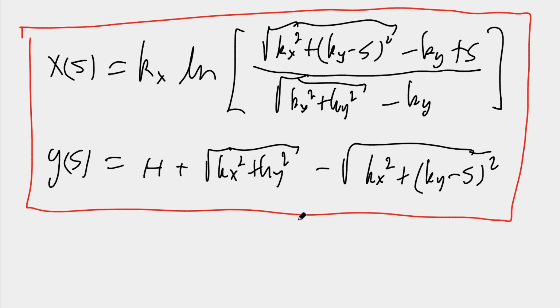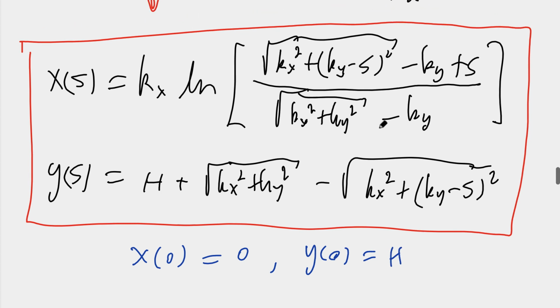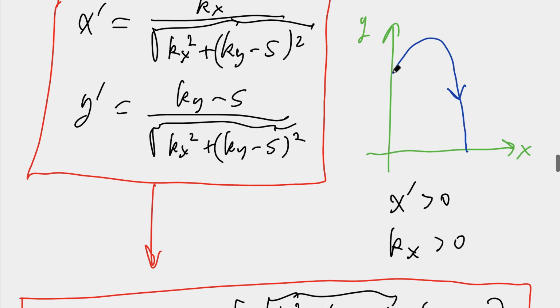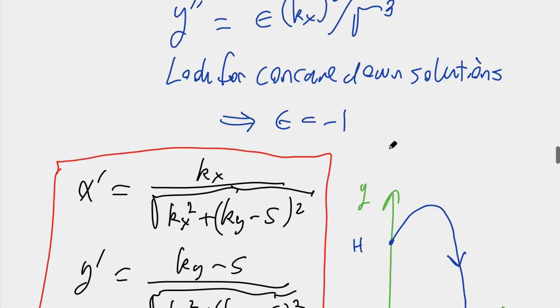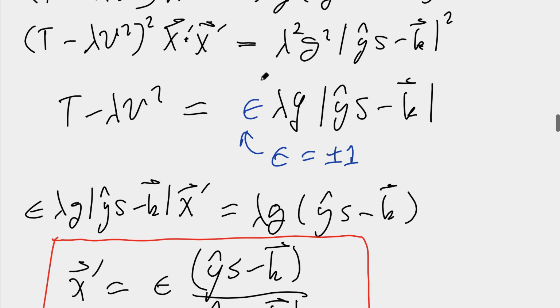Now in integrating those equations, I chose the constants of integration such that x at s equals 0 is 0, and y at s equals 0 equals the constant h. So in other words, in this picture, I'm assuming that this point right here is y equals h and x equals 0. Now if you'll recall, we earlier had an expression for the tension as a function of s right here.